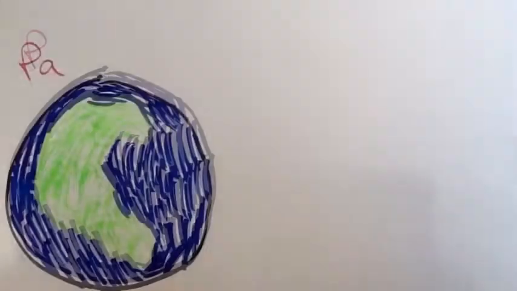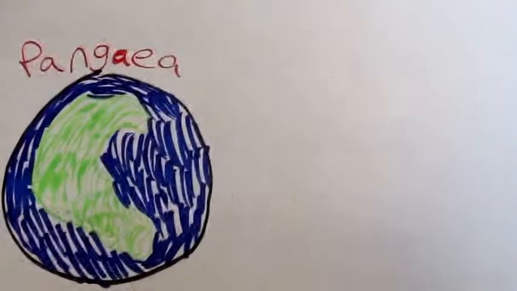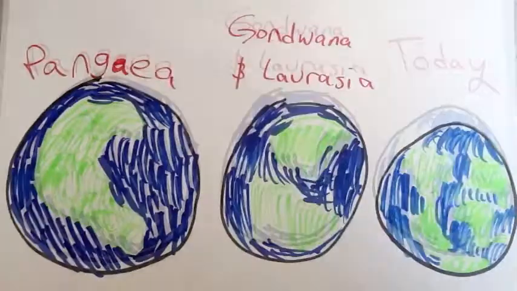Drift theory states that the Earth began as one large landmass, Pangaea, then split into Gondwana and Laurasia, and then split into what we know today.